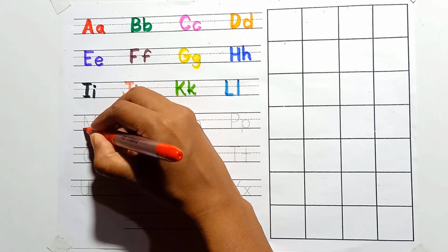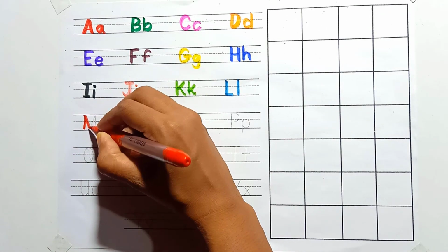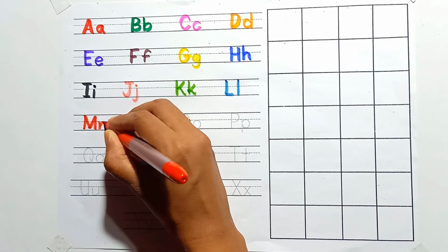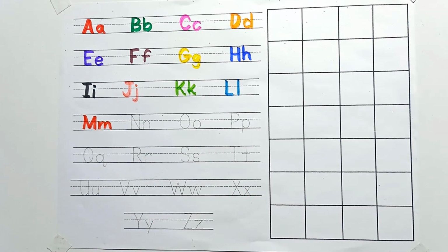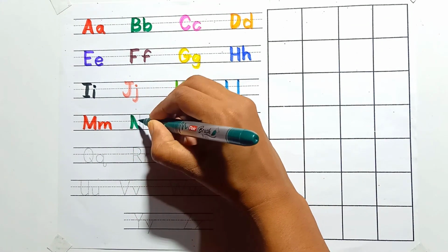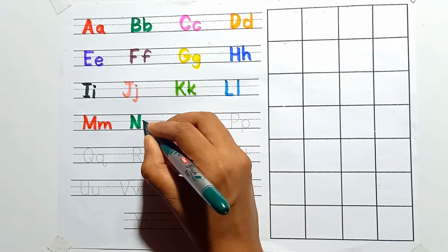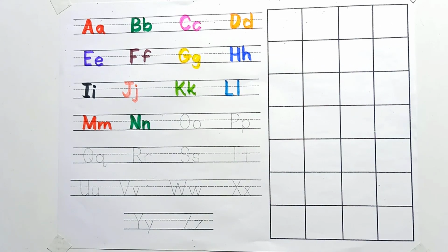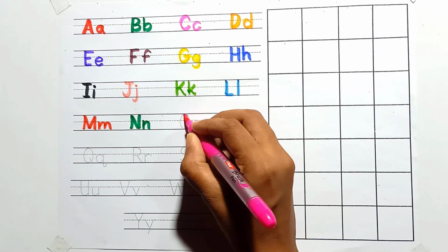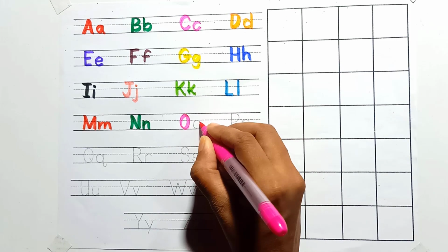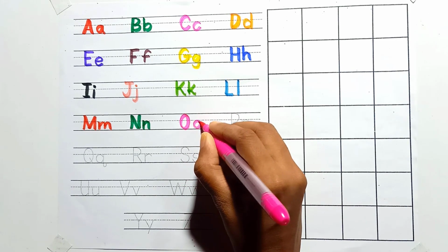Write with me uppercase letter M and lowercase letter M. Write with me uppercase letter N and lowercase letter N. Write with me O, lowercase letter O.